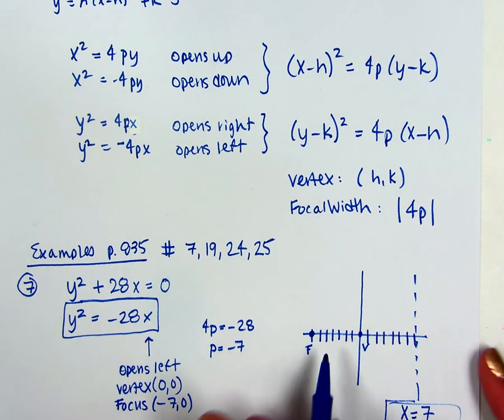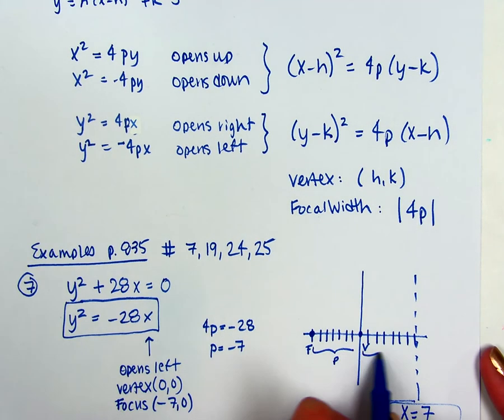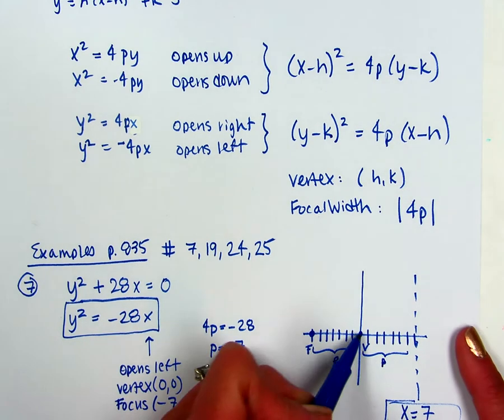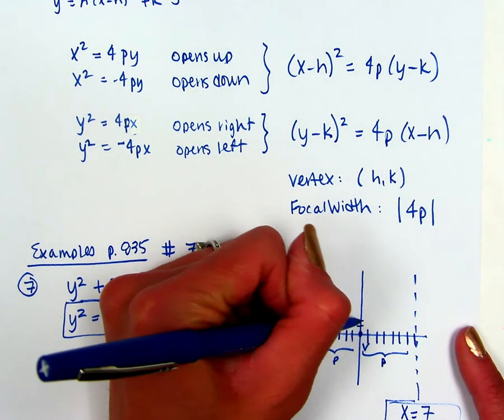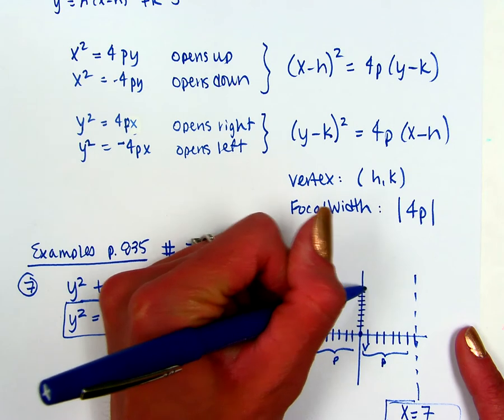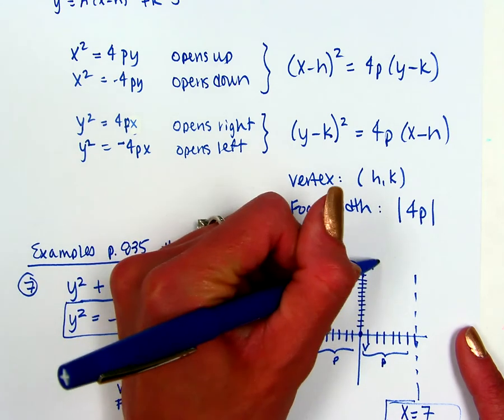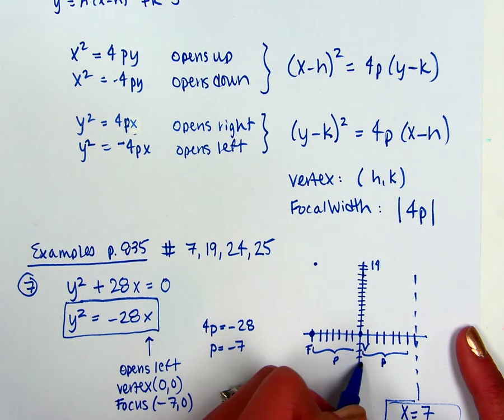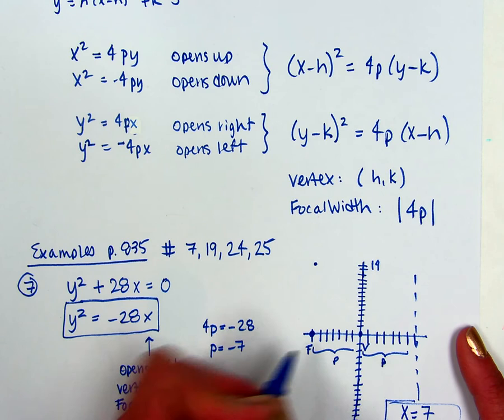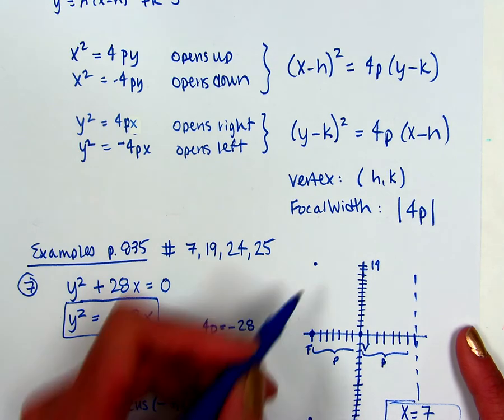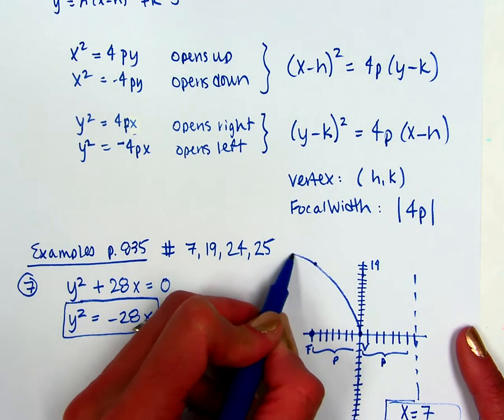All right, these are equidistant. This distance is p. And then from my focus, I'm going to go up 2p. So up 14, and down 14. And here is my graph.